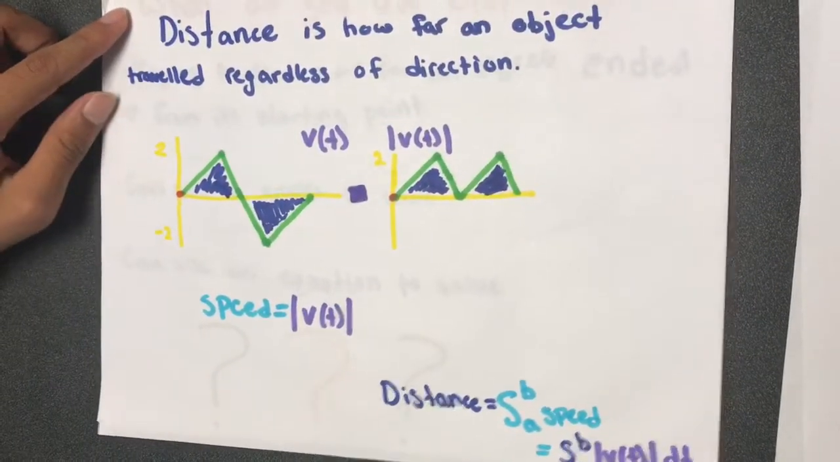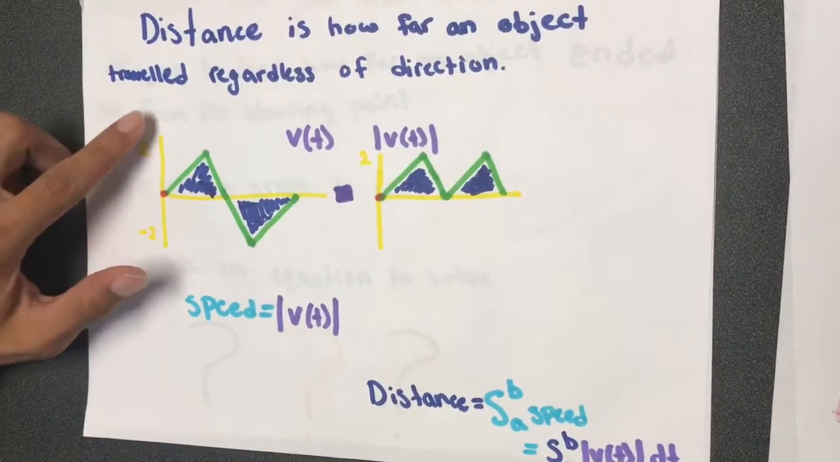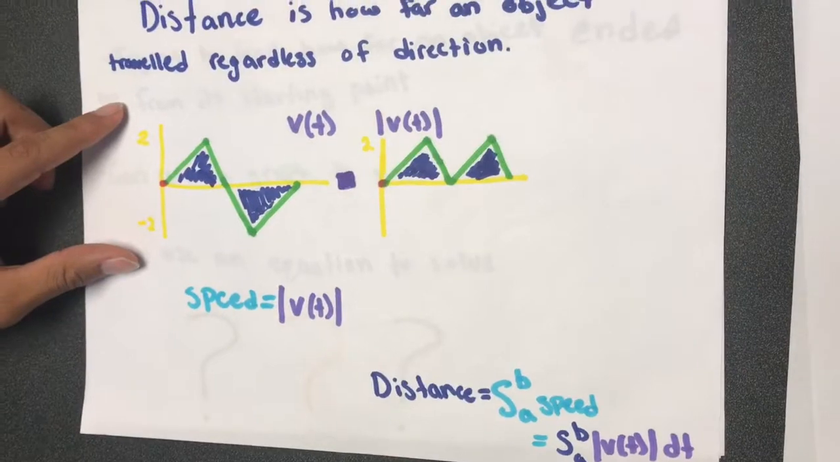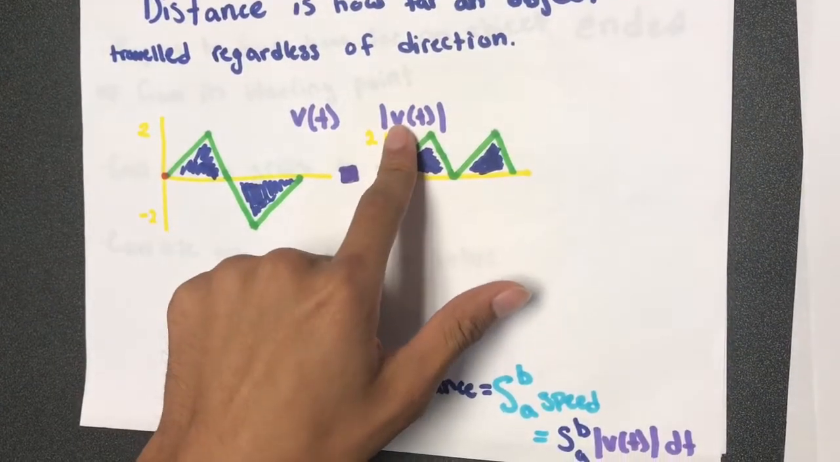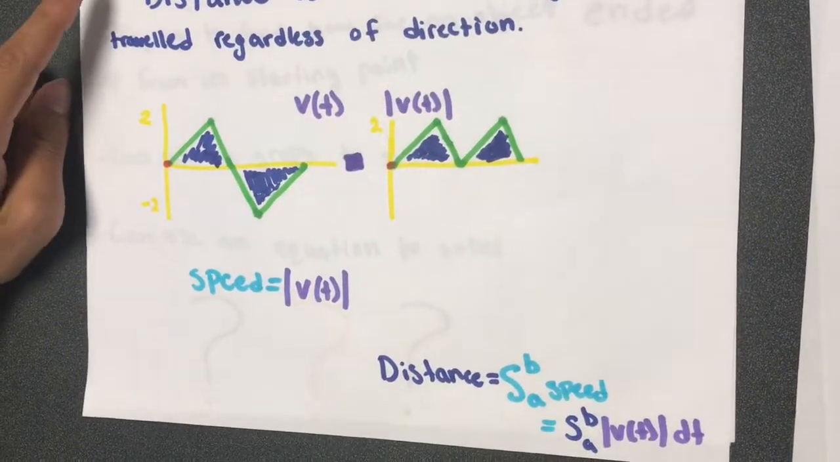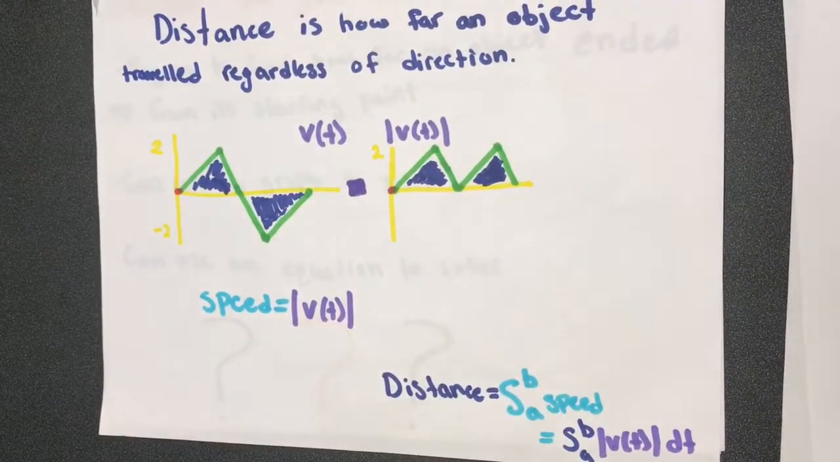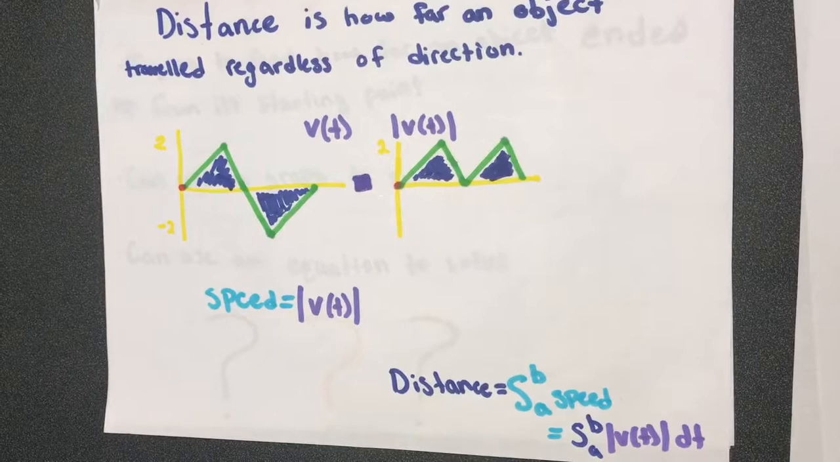Distance is how far an object traveled regardless of direction. In the same velocity graph, the absolute value of velocity represents the distance. And so, when the areas of the triangles are the same, they don't equal 0.